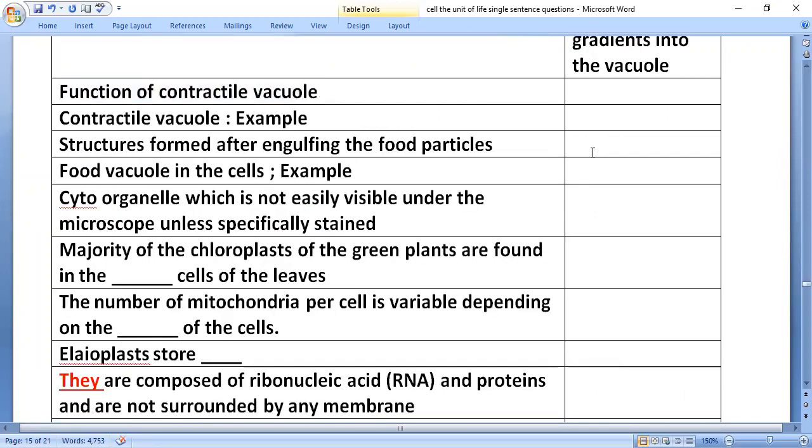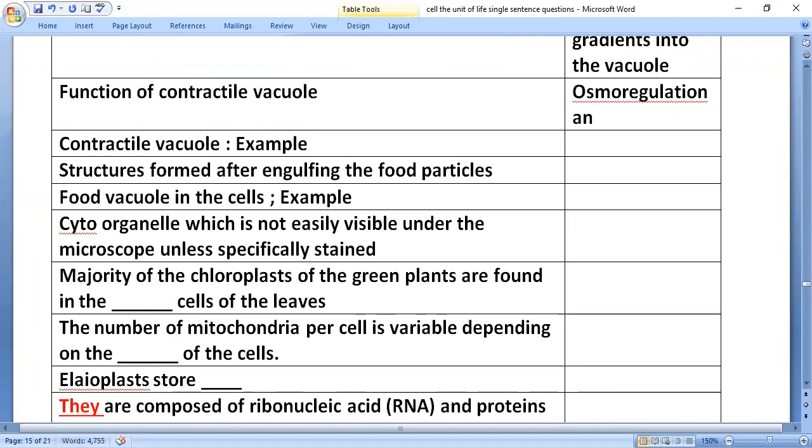Function of contractile vacuole: osmoregulation and excretion. Contractile vacuole, example, amoeba, euglena, paramecium. Structures formed after engulfing the food particle are food vacuoles. Food vacuole in the cells, example, protist.